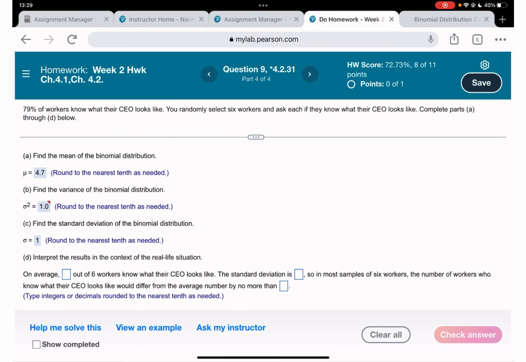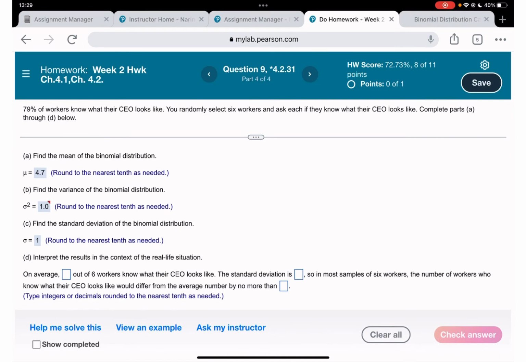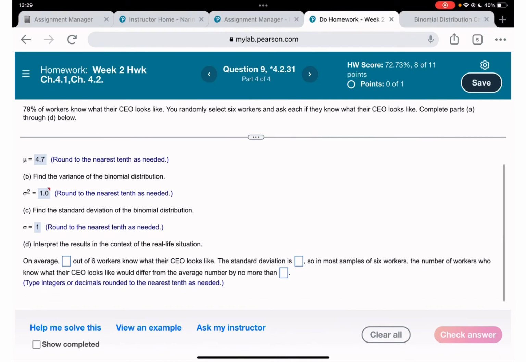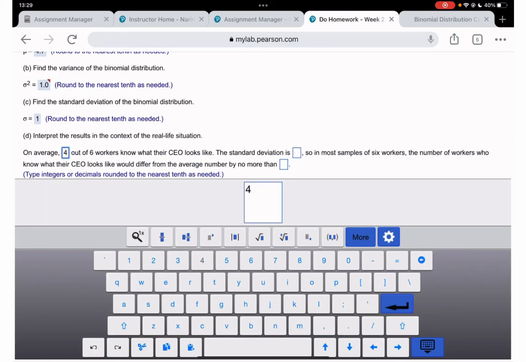Moving to question number 10. Oh, we have one more here. Interpret the result. So on average, how much is our average? 4.7. And then here, it's going to be standard deviation of 1. The number of workers who know Lux would be different, average number for no more than 1.0.